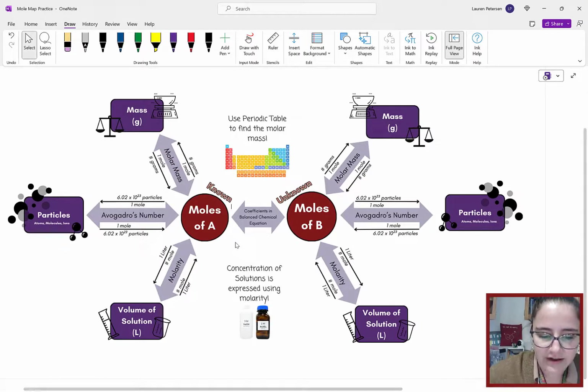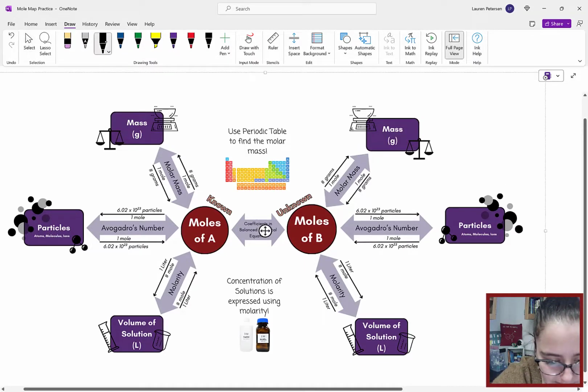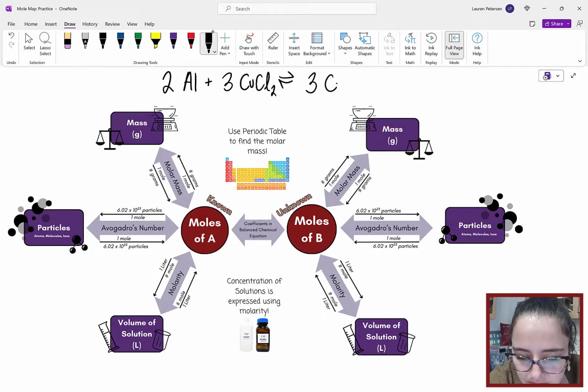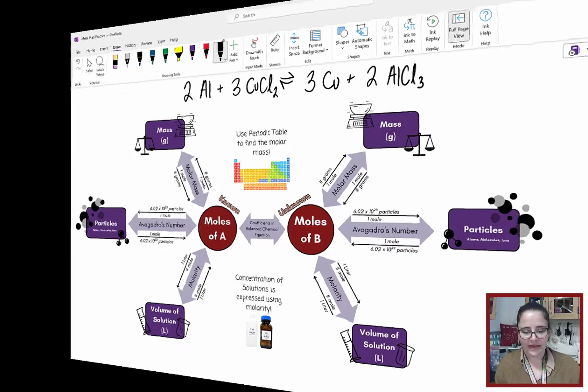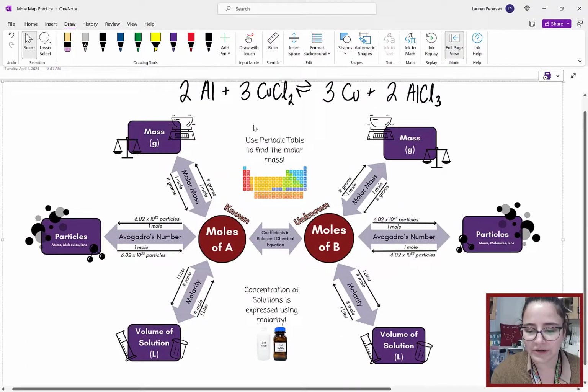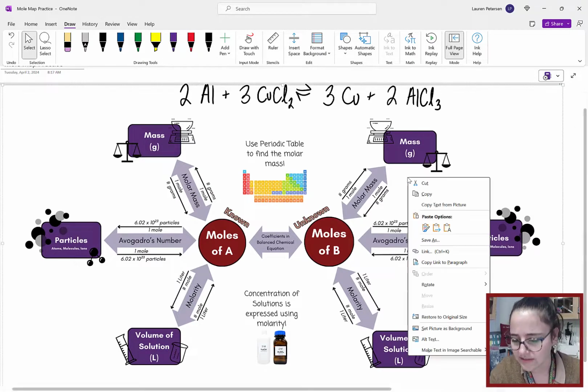So, we'll go ahead and use that reaction. I'm going to put that reaction up top, and we'll use it as the basis for the rest of our problems. We'll write it a little bigger. We got 2 aluminum plus 3 copper chloride reacts to produce 3 moles of copper and 2 moles of aluminum chloride. Okay. So let's go ahead and start with a 1-step conversion.